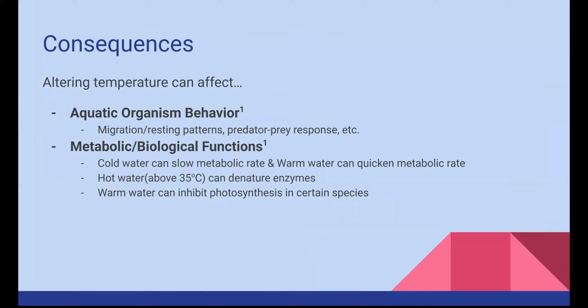Metabolic biological functions. It can quicken a metabolic rate, which can be harmful to an animal. It can deter enzymes, and in some cases it can inhibit photosynthesis, which would also lower the dissolved oxygen content of the water, which can harm plants and animals.